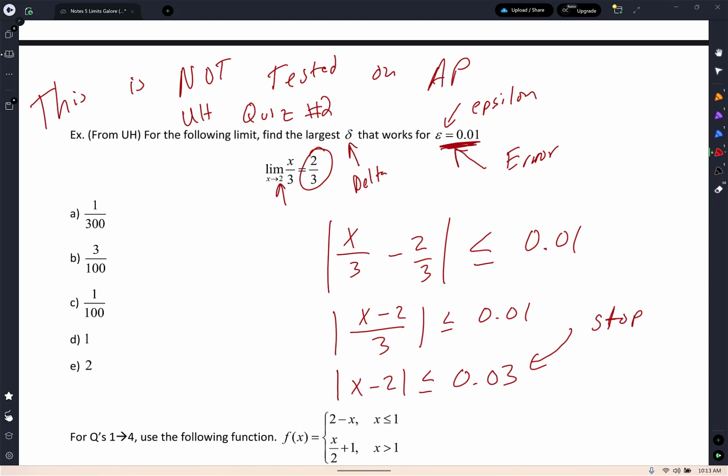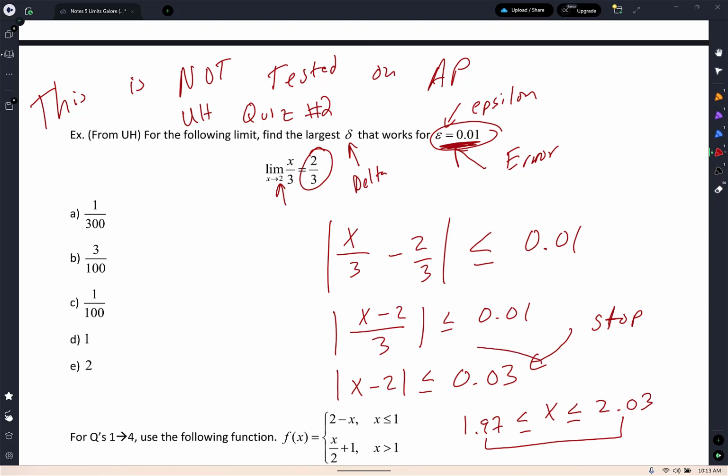If you wanted to find those x values that give you an error of 0.01 from 2/3, you would continue and add 2 to both sides. You would say that your x values have to be between 1.97 and 2.03. So as long as you're between those, you will have an error of 0.01 or less from 2/3. Does that make sense, guys?